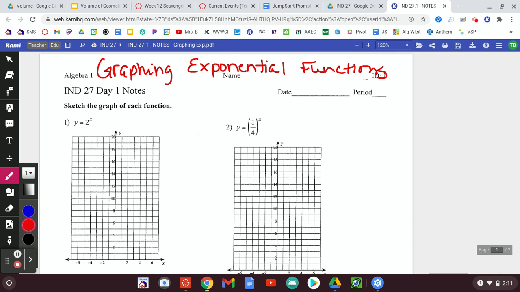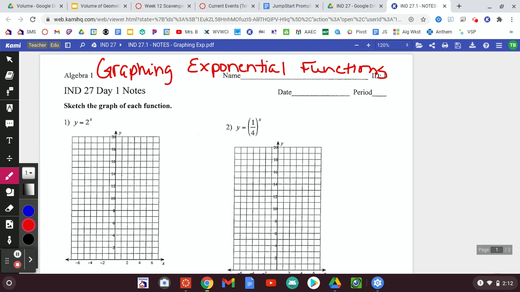Shooting a cannonball out of a cannon, throwing a tennis ball, that kind of thing, squirting a squirt gun. So anyway, if we have time, we'll circle back to it. If we don't, we don't. But we are going to start indicator 27 today.